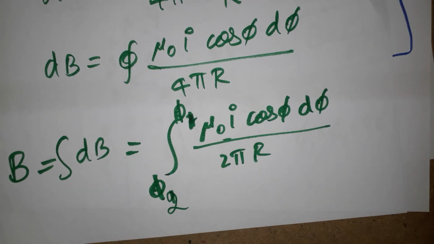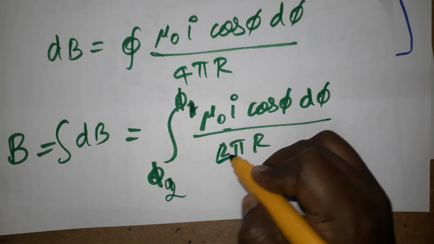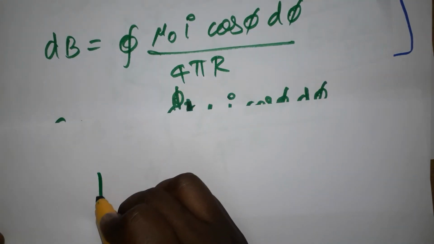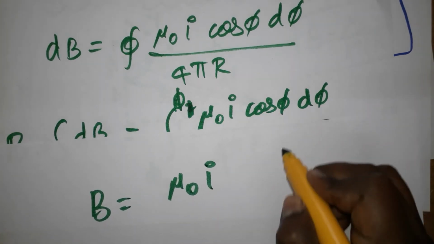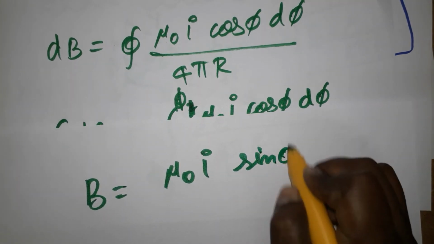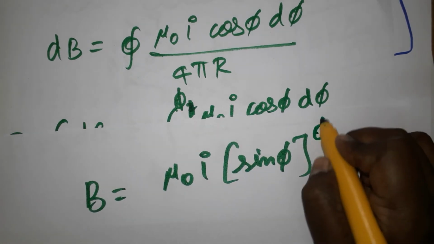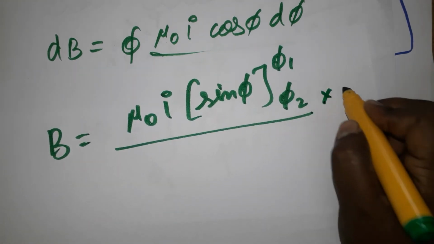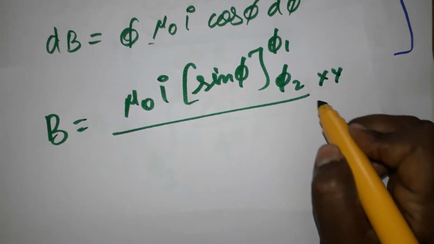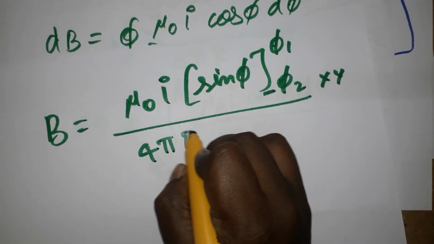So the next step is very simple. Integration of cos phi is going to be sin phi. So B is equal to mu naught I, integration of cos phi is sin phi. The lower limit will be phi 2, the higher limit will be phi 1. From phi 2 to phi 1 I want the magnetic field, that is x to y magnetic field I want. So phi 2 is negative. It is divided by 4 pi capital R.